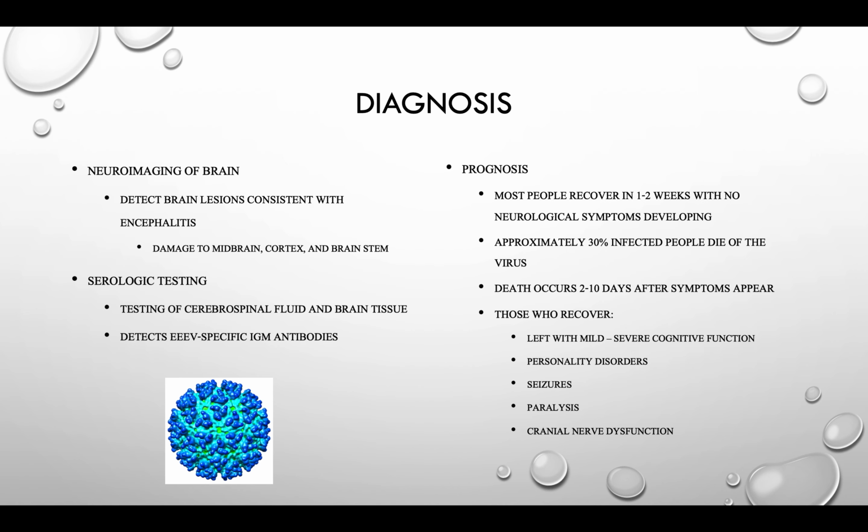For those who recover and do develop neurological symptoms, they're left with mild to severe cognitive impairment. There might be some little brain damage there. Personality disorders, they might have a different personality. They might be more irritable, more agitated than they were before. Seizures are common. Paralysis is common. And nerve dysfunction in the brain is very, very common since it's a virus that attacks the central nervous system and ultimately the brain. So there could be a host of results that end up in a person due to this virus, and you don't really know because every person manifests differently.